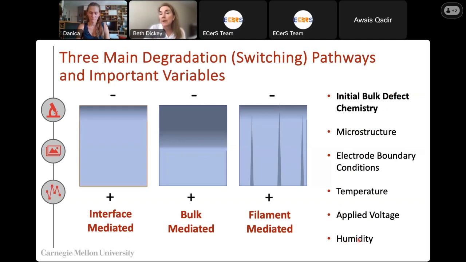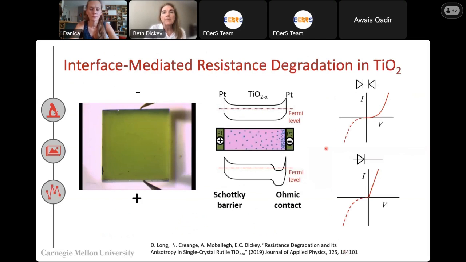One I won't talk about, but it can also depend on humidity, because proton defects, even in things that aren't considered to be good proton conductors, can actually have a measurable effect on defect chemistry. Okay, I'm going to show you an example.